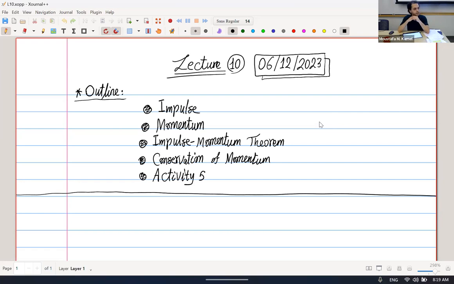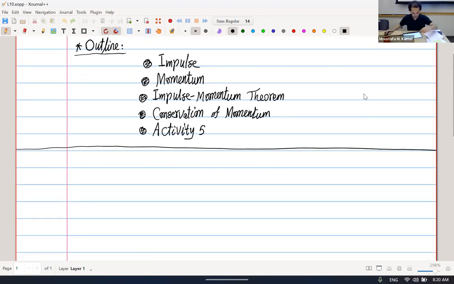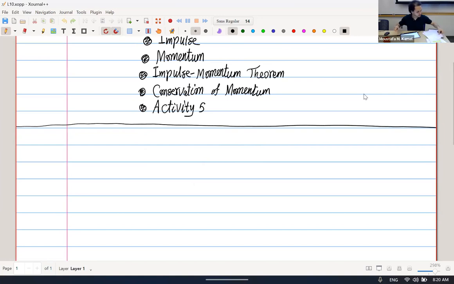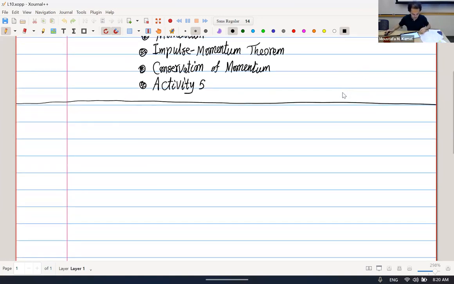There are some problems on collisions, but we're not discussing collisions in detail. I gave you homework problems on it because it's basically conservation of momentum, but we're not discussing it in class in terms of differentiating between elastic versus inelastic collisions and these kinds of things. But essentially, it's an application of conservation of momentum. Okay. So let's get started right away because we only have so much time.